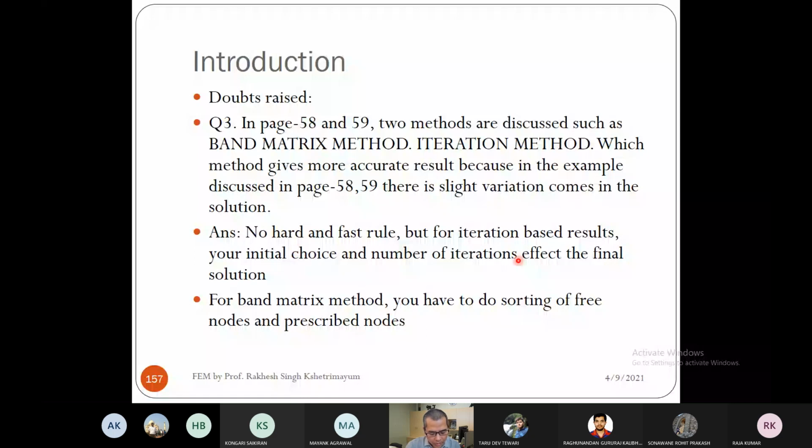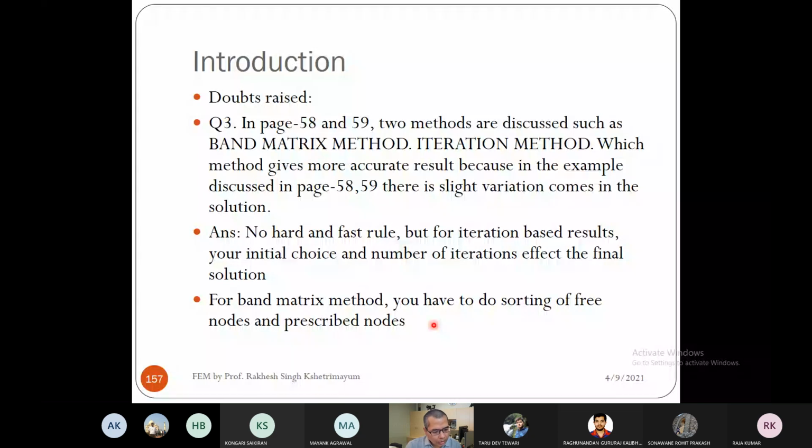And if you go for higher and higher numbers of iterations, you will get a more accurate result. If you get a convergent result, then you do not go further, you can stop there. So in the example, maybe we are not getting the convergent result. We need to go for more iterations to get a similar result to what we are getting in the band matrix method. But in the band matrix method, you have to do sorting of the free nodes and prescribed nodes. That's the additional work you have to do for the band matrix method.